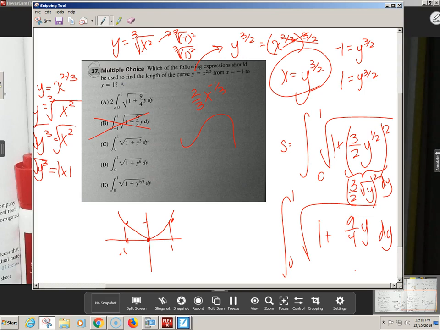It's not as simple as just y to the 3 halves. It's technically plus or minus. Which means this curve for x equals y to the 3 halves only gives this one. I would need the negative. I did that wrong, I'm sorry. I would need the negative to get over here.